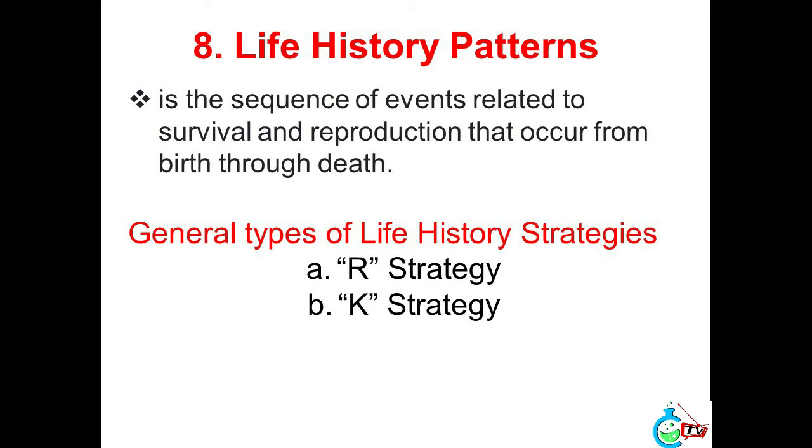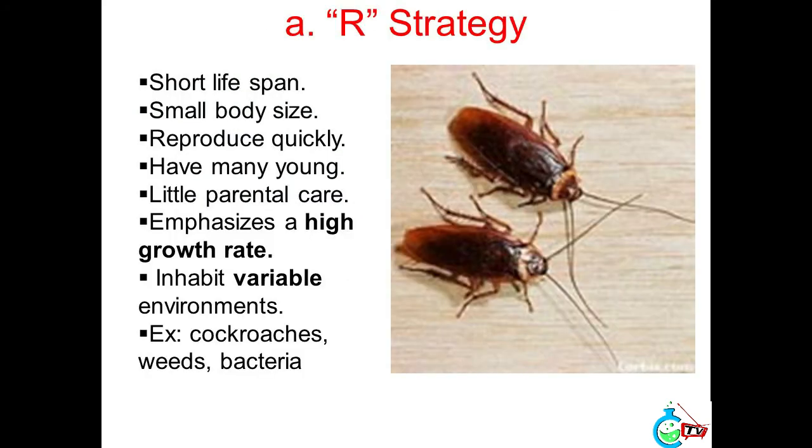8. Life history patterns. The sequence of events, related to survival and reproduction, that occur from birth through death. General types of life history strategies. R strategy. K strategy.